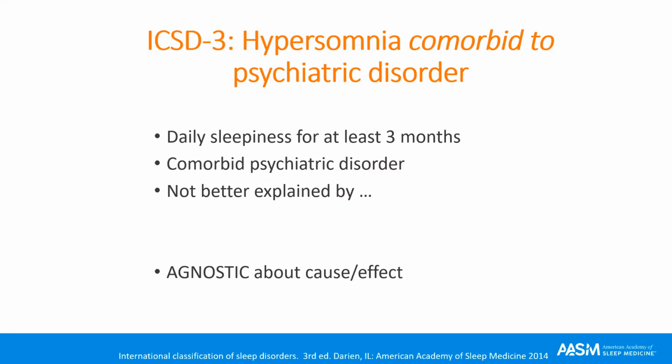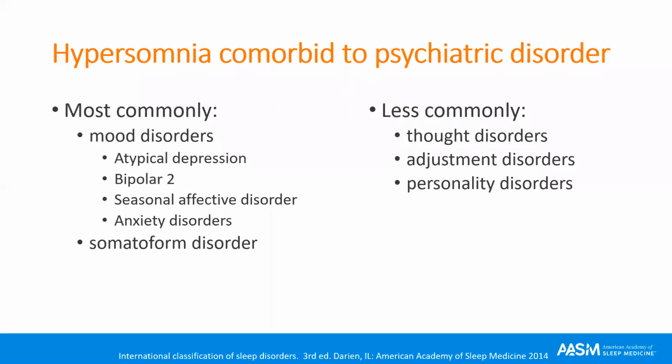what is the egg. So to diagnose this, you need daily sleepiness for at least 3 months. You need a comorbid psychiatric disorder, and you need to not have another explanation for the sleepiness. What kind of psychiatric disorders do this? Well, potentially all of them, but the most common are mood disorders.